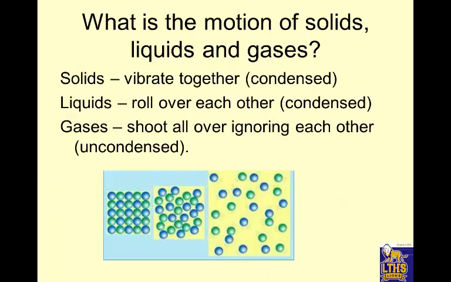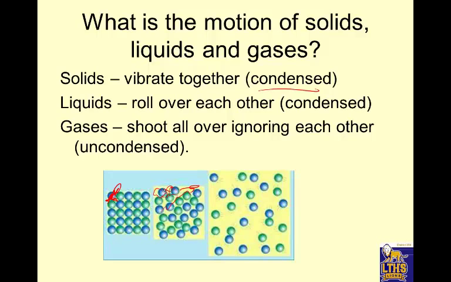So how do we describe solids, liquids, and gases? Well, we talk about their motion. Solids vibrate. They don't have a lot of place to go, so they can move in place a little bit this way, a little bit that way. Solids are condensed. Liquids are also condensed, but they can move a little more. They can roll around each other.